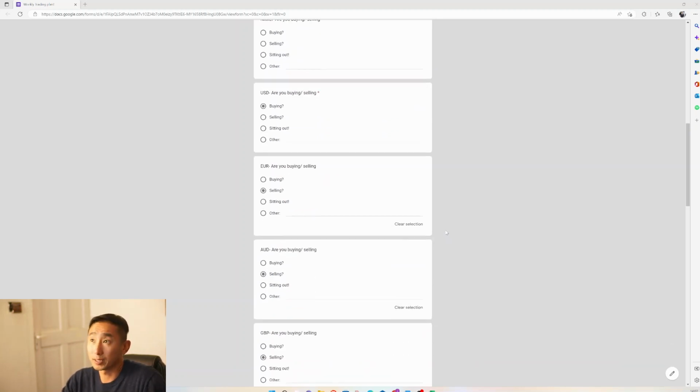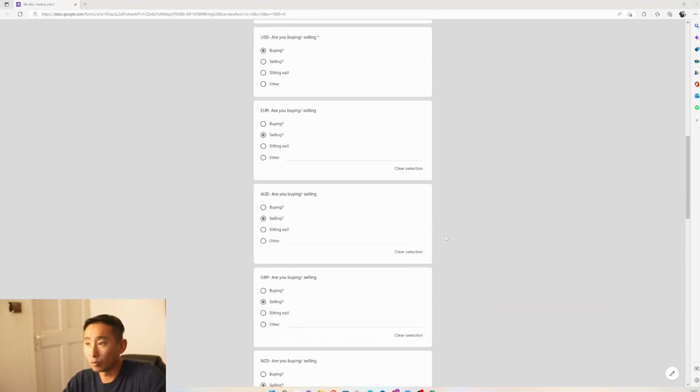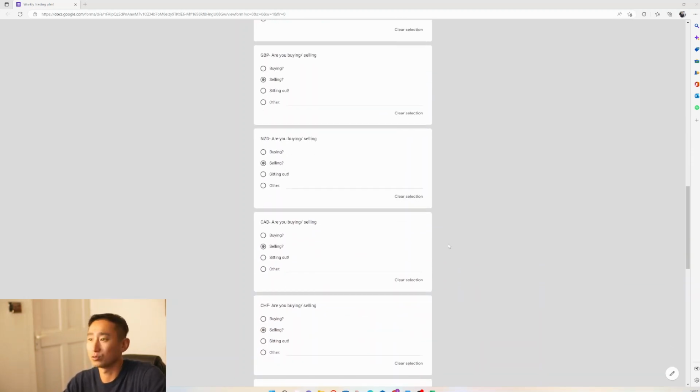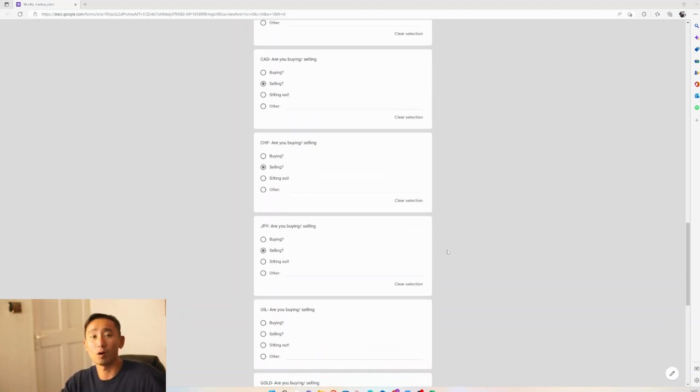Euro, we said we want to be a seller. Aussie, we want to sell. Pound, we want to sell. Kiwi, we want to sell. Canadian dollar, we want to sell. Swiss francs, we want to sell. Japanese yen, we want to sell. Clear as day. Very simple.